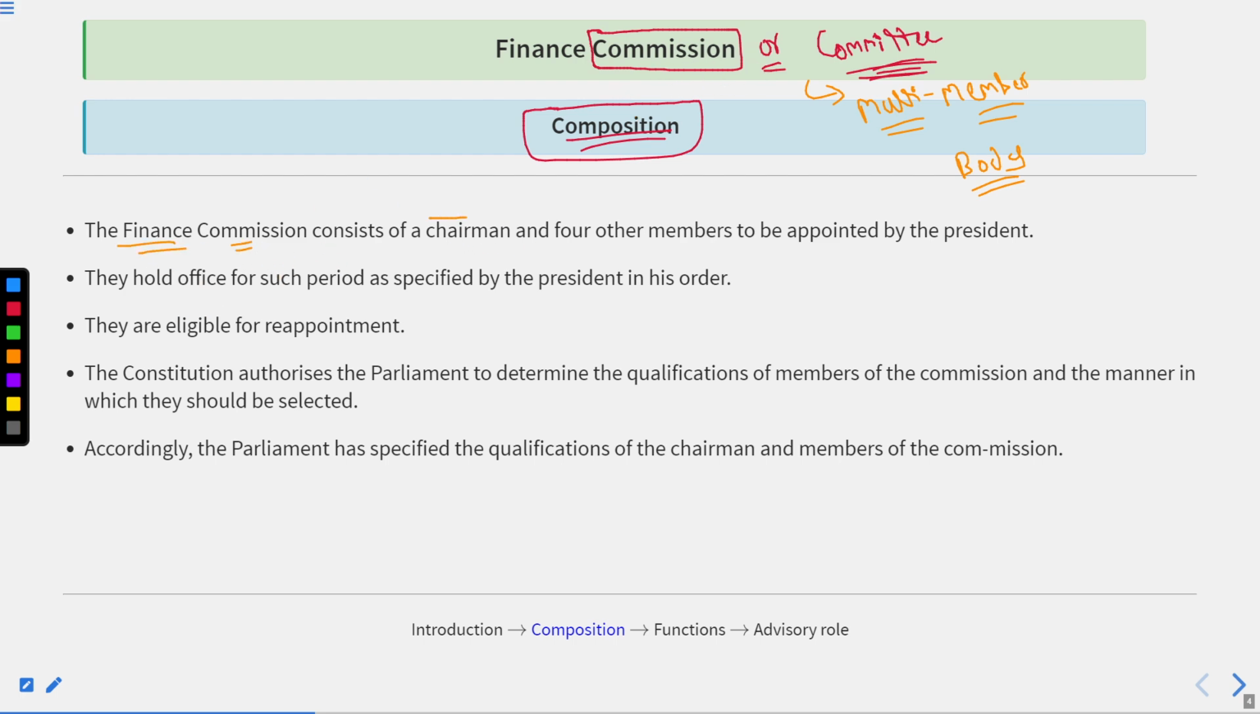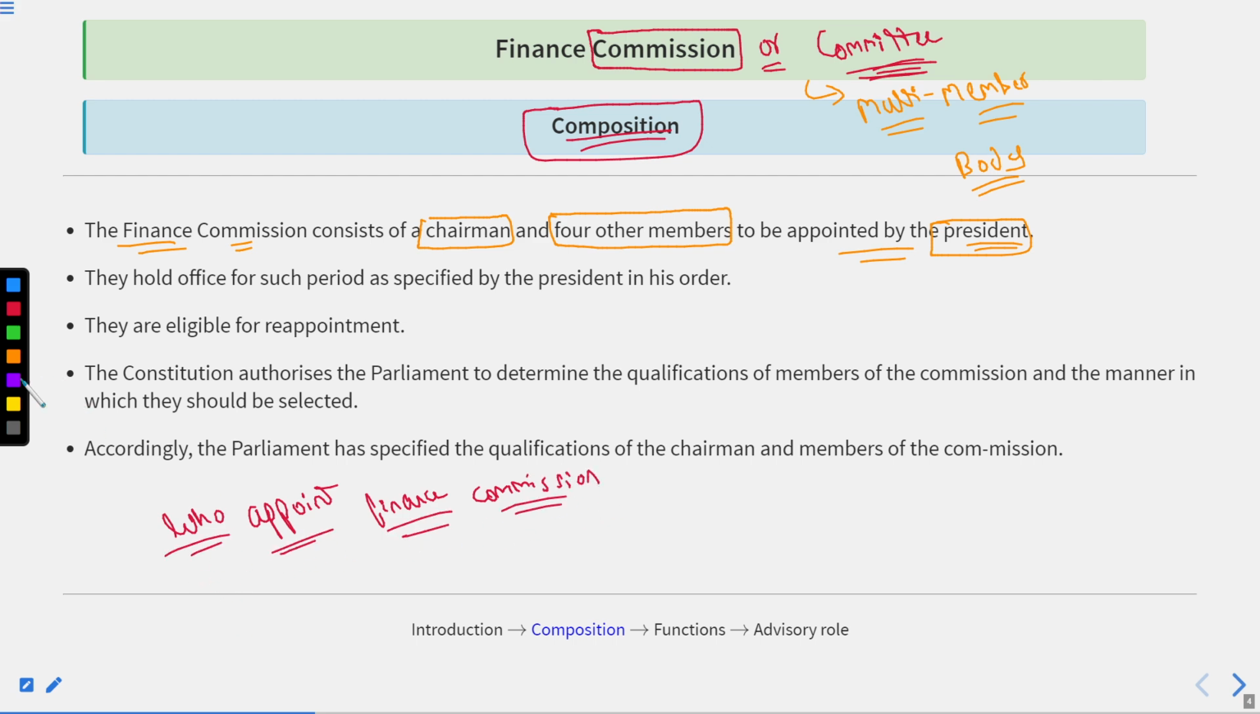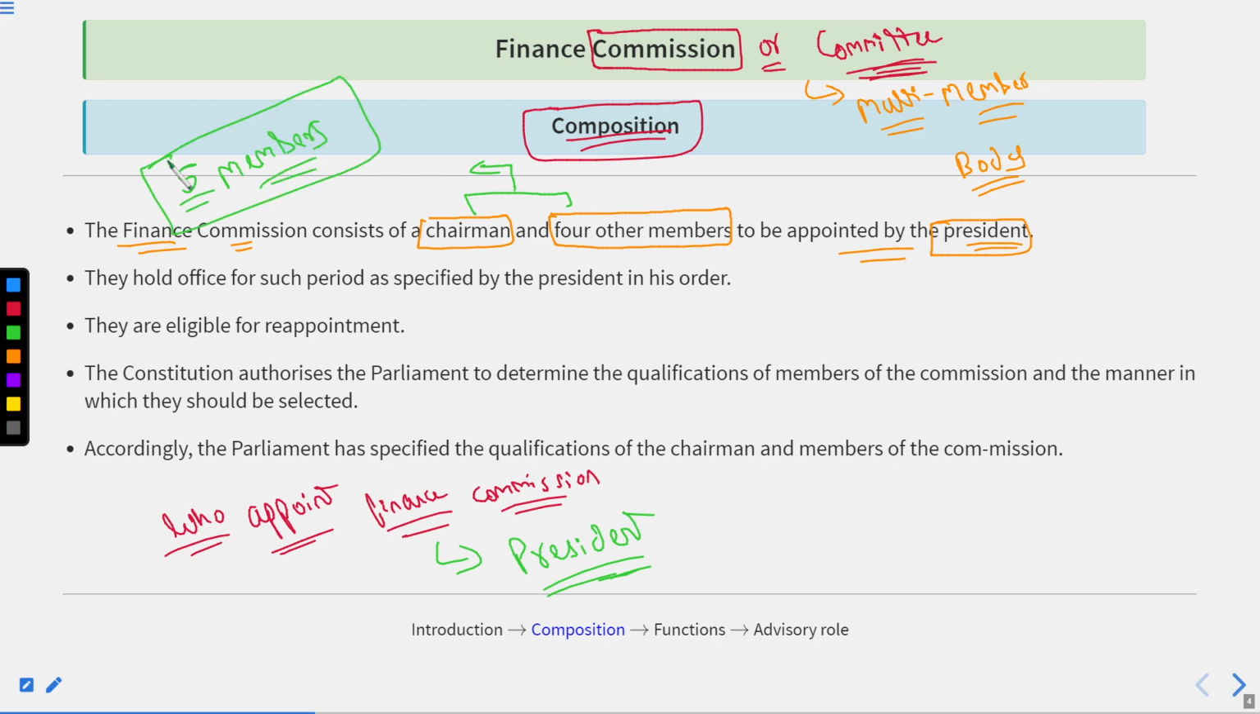So the Finance Commission consists of a chairman and 4 other members to be appointed by the President of India. Here we have the answer to the question which we had seen in the previous slide, like who appoints the Finance Commission. The President of India is the one who appoints the Finance Commission. And here we also saw that the chairman and the other 4 members are appointed by the President of India. So if we combine them, how many members are there? Total 5 members are there in the Finance Commission.